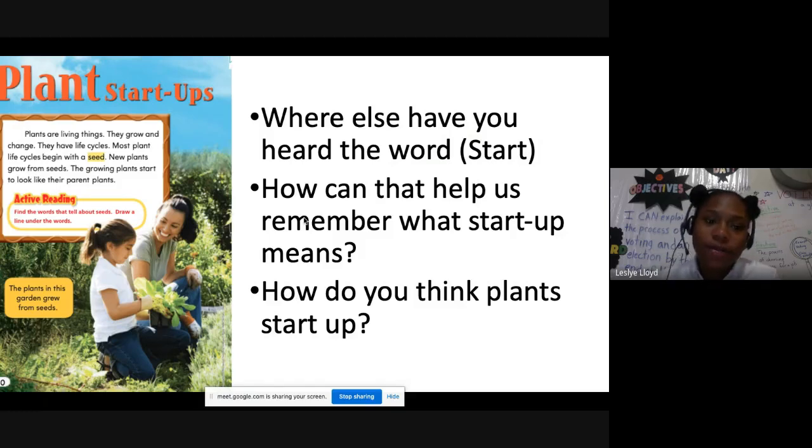So, plant startups. Now, Ms. Lloyd is reading from the textbook. Plants are living things, they grow and change. They have life cycles. Most plant life cycles begin with a seed. New plants grow from seeds. The growing plants start to look like their parent plant. Our active reading strategy is to find the words that tell about seeds and draw a line under the words. And then this yellow box says the plants in this garden grew from seeds.